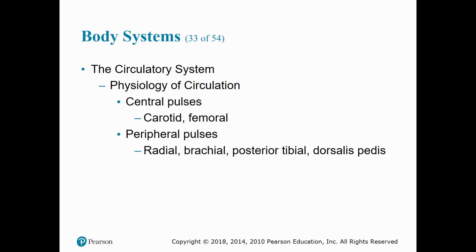We have our central pulses. These are our carotid and femoral. The reason they are called central pulses is because they are located more centrally, closer to the heart. The peripheral pulses are located on the periphery of the body, or furthest from the heart. These are your radial, brachial, posterior tibial, and dorsalis pedis pulses.